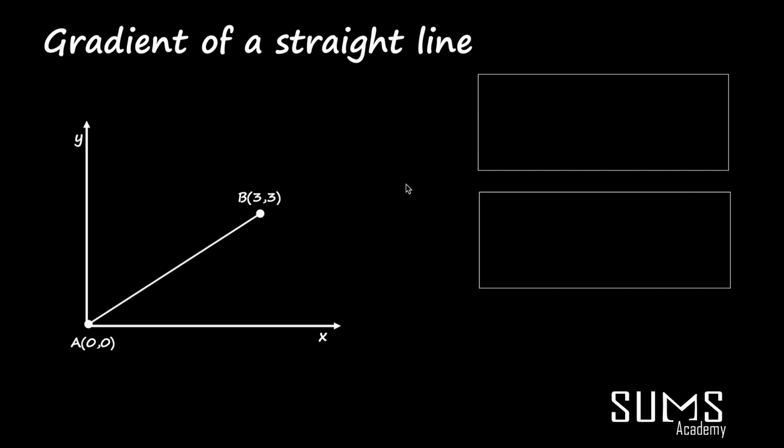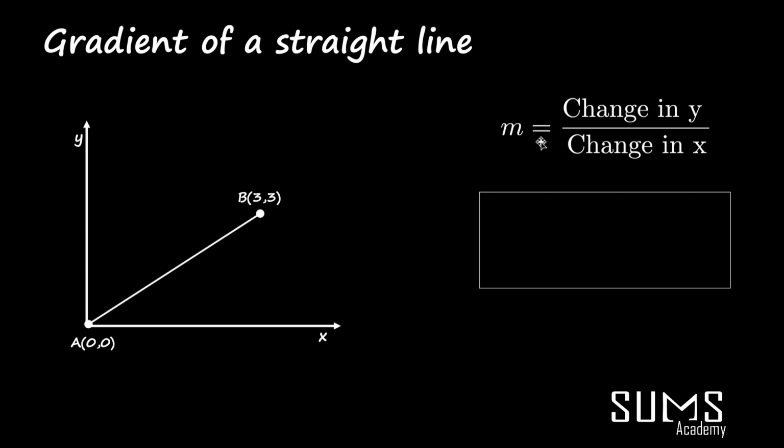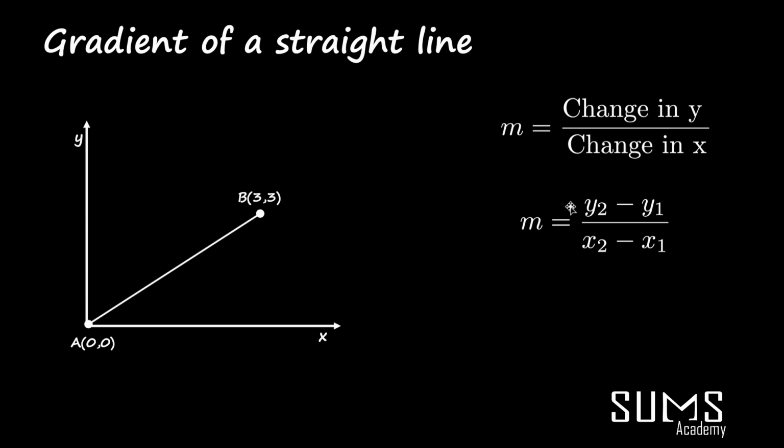So the formula for gradient is m, which is the symbol for gradient, is equal to the change in y over the change in x. And this can also be written as m for gradient equals (y2 minus y1) over (x2 minus x1), where y2 minus y1 is equivalent to the change in y.